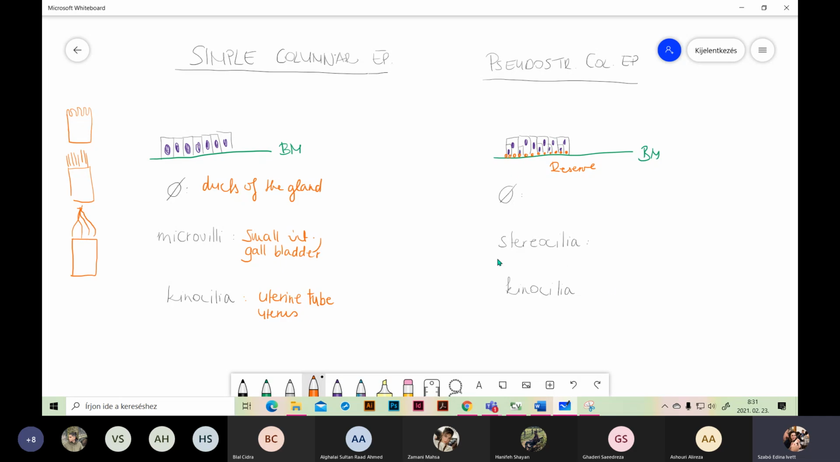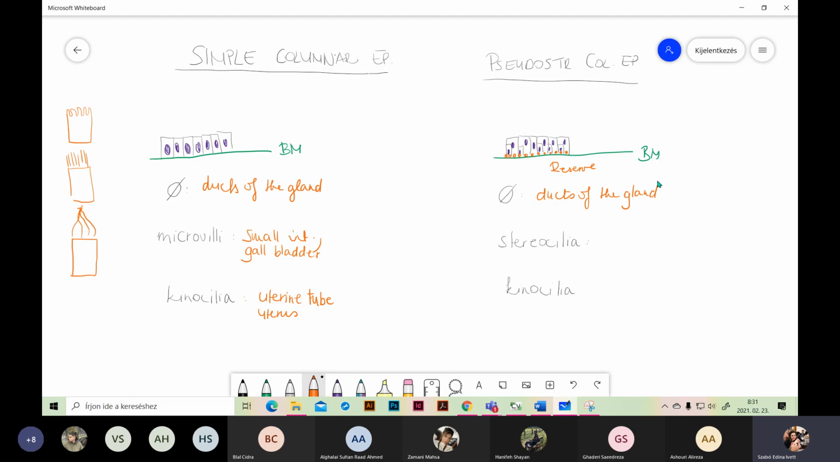So let's see the other type of surface epithelia, pseudostratified columnar, without surface modification. Also the ducts of glands are lined by this type of epithelia. For example, in case of salivary glands, the biggest ducts are lined by this type of epithelia.